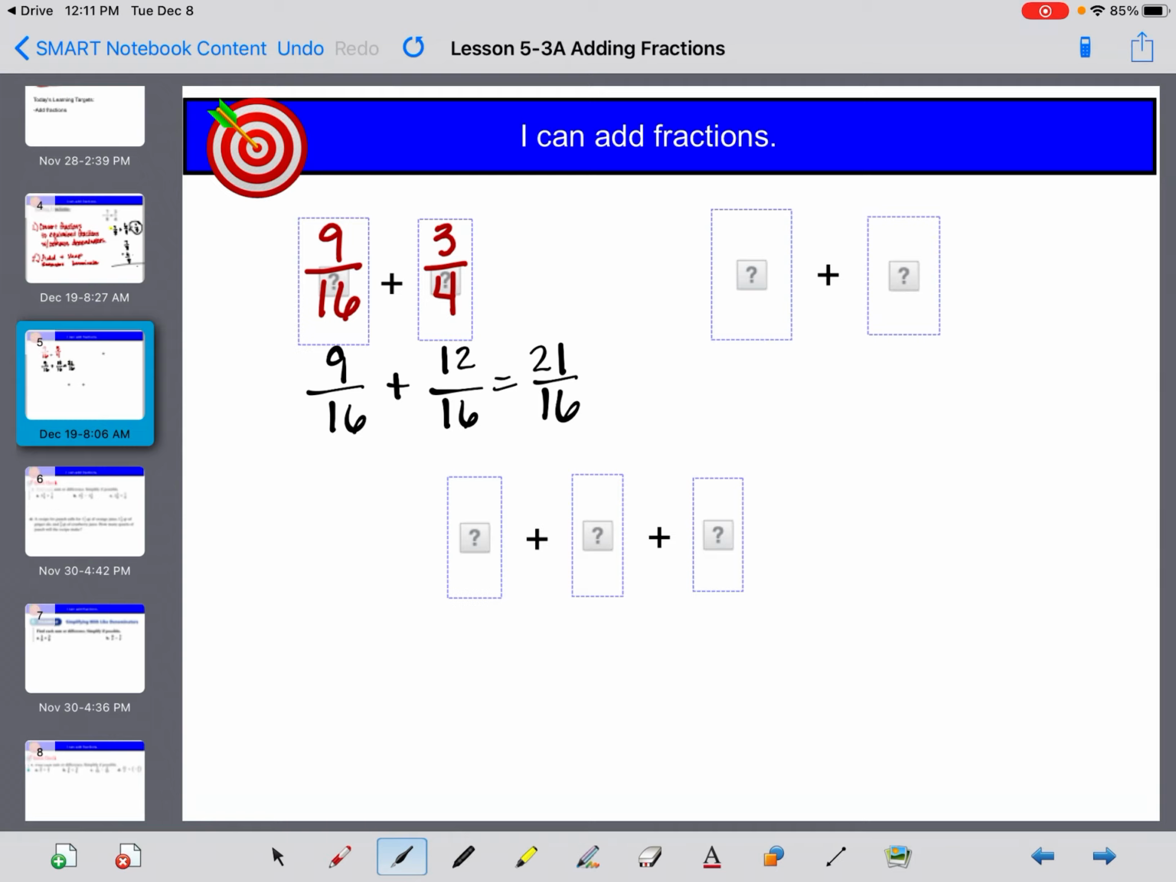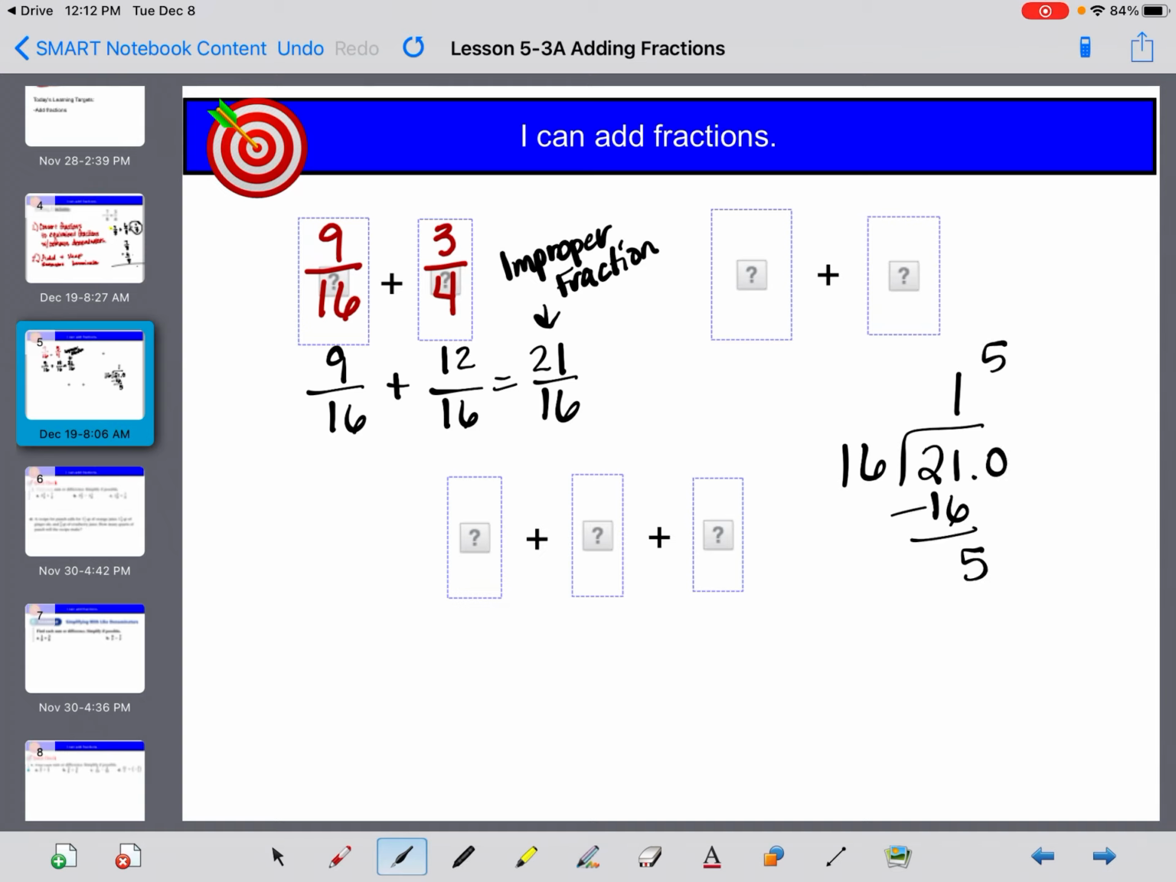21/16. Now, some of you are unsure about what to do when we have an improper fraction. If you have an improper fraction, you simply divide it. What is 21 divided by 16? It goes in one time, and 5/16 remains. And my answer is positive. Okay?